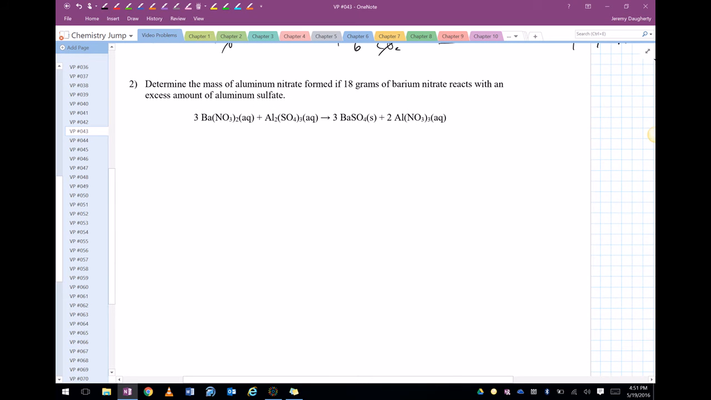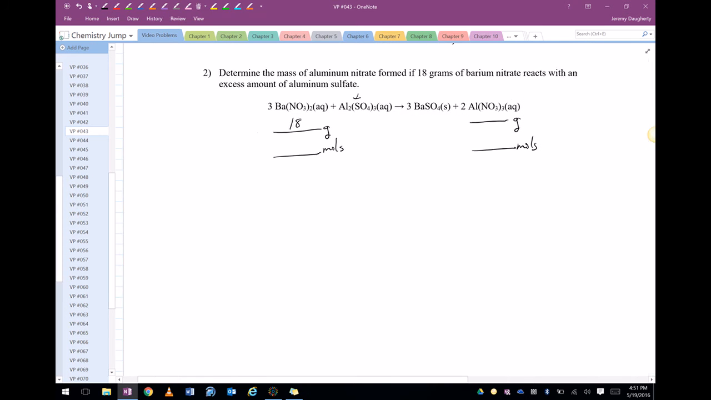Determine the mass of aluminum nitrate. Alright, which one is aluminum nitrate? It's this one. That's grams. Anytime I write a line with G, I write a line with moles. If 18 grams of barium nitrate reacts with an excess amount of aluminum sulfate, in other words, I have plenty of that to use up all of my barium nitrate. So I'm going to do the exact same path here. I'm going to take 18 grams of barium nitrate, Ba(NO3)2. First I'm going to convert to moles.